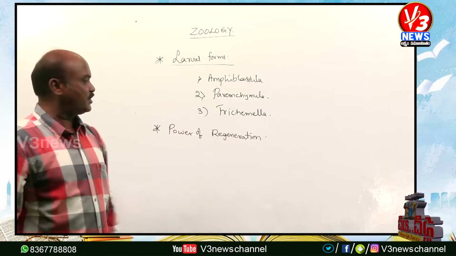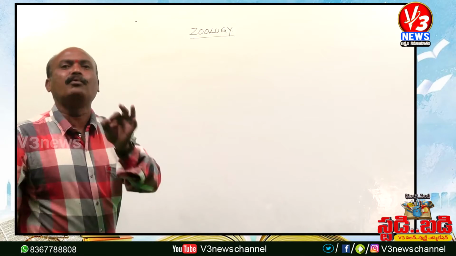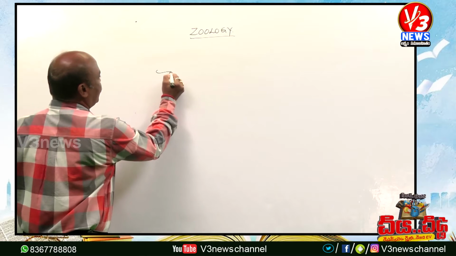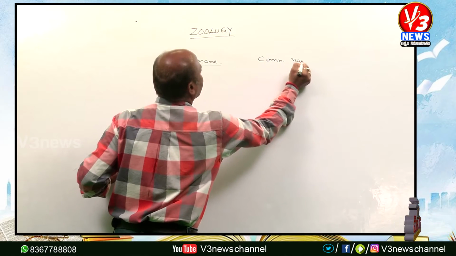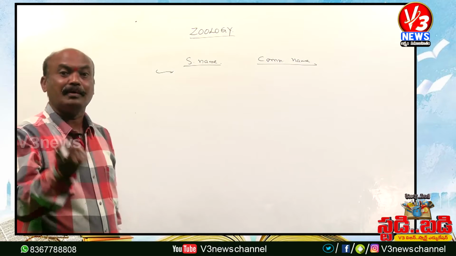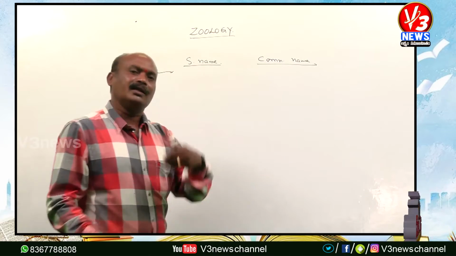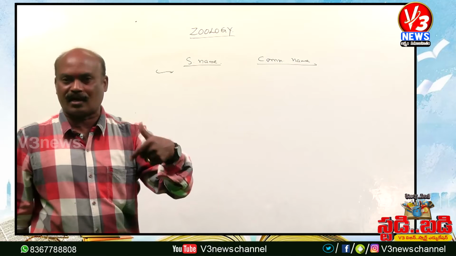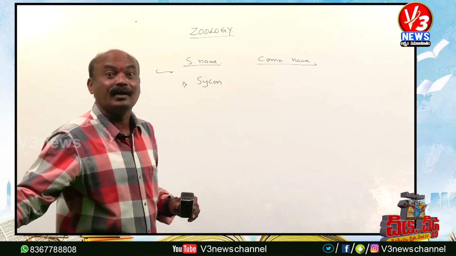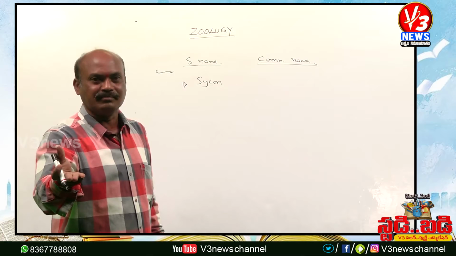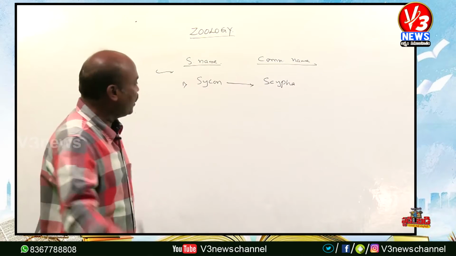Then coming to examples of the members of the phylum Porifera. Here is the scientific name and here is the common name. They can ask the scientific name by giving the common name, and vice versa. One example is Scypha, also called Sycon, not Scython, which means a devil or evil.